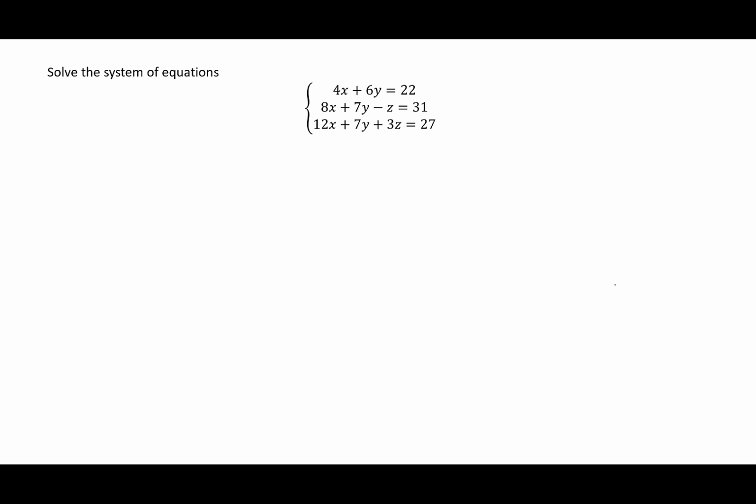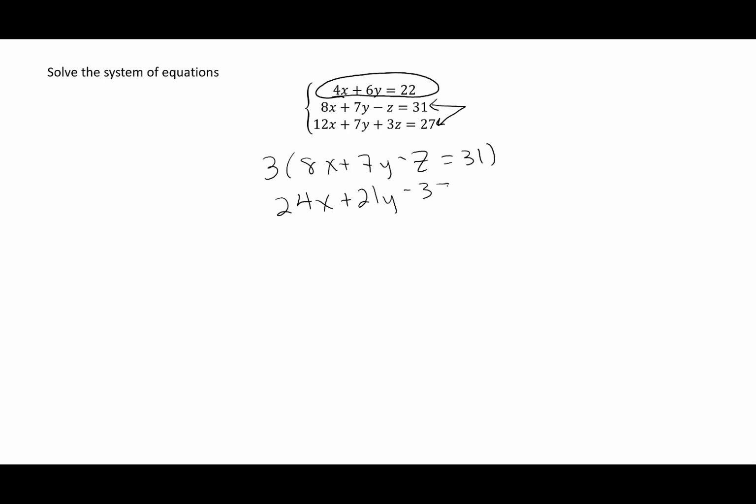So I do have this little hint that when I look at this first equation, 4x plus 6y, it doesn't have a z. So I think, could I get rid of the z using the other 2 equations to kind of help me out? So I'm going to multiply the 8x plus 7y minus z is 31 by 3 to get a negative 3z. So I have 24x plus 21y minus 3z is 93. I still have 12x plus 7y plus 3z is 27, and I'm adding this together.